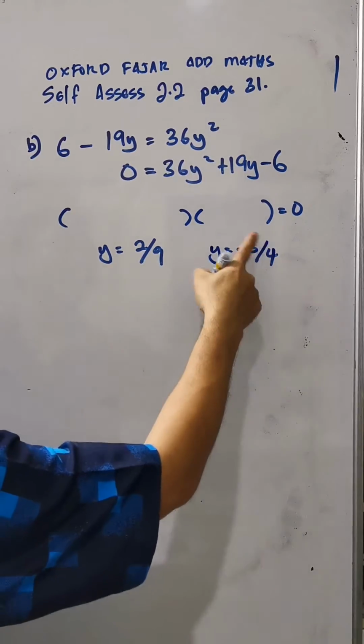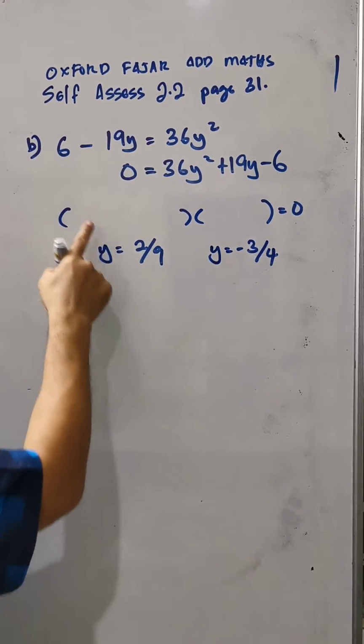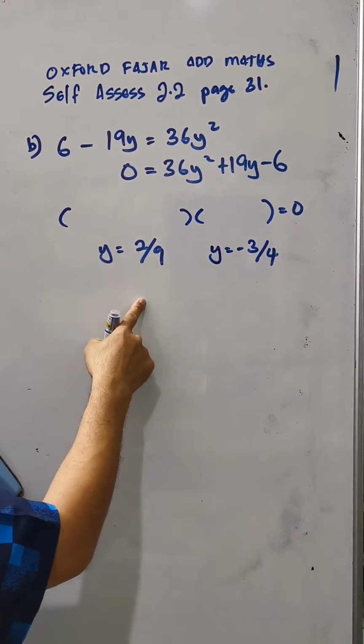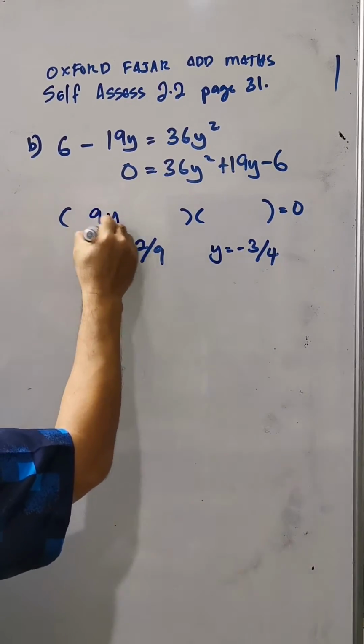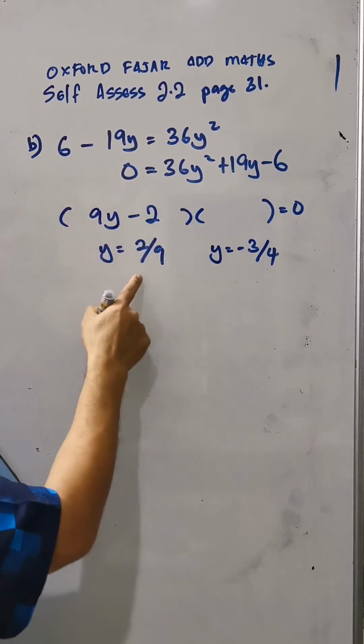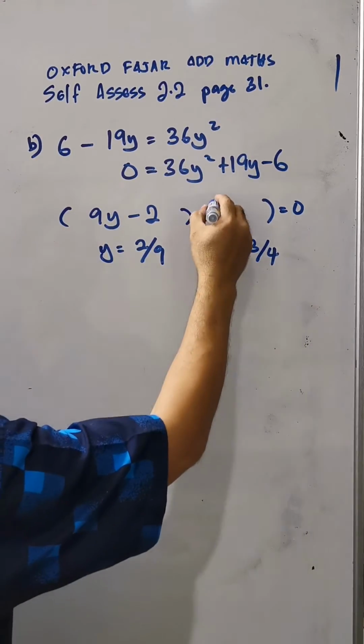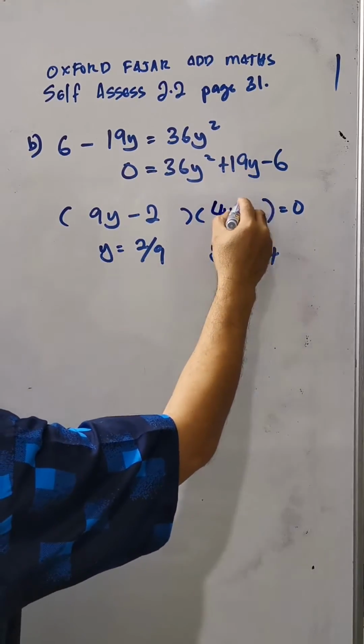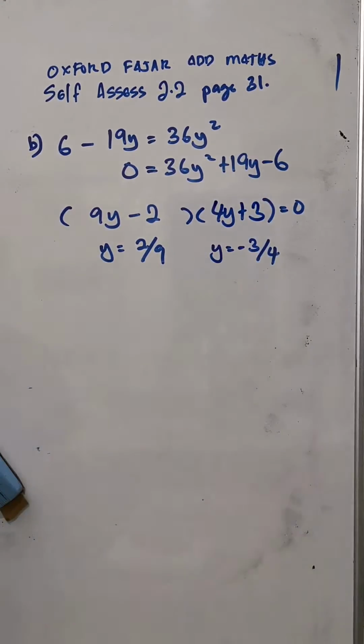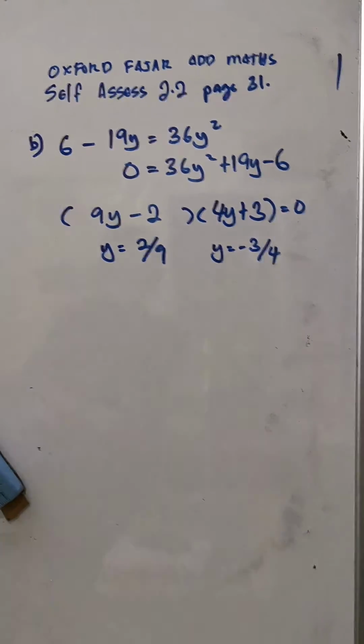Alright. So for the factorization, what you have to write in the bracket will be 9y minus 2. If this is positive, inside the bracket will be negative. If this is negative, it becomes 4y plus 3 equals 0. Okay, that's all for that question.